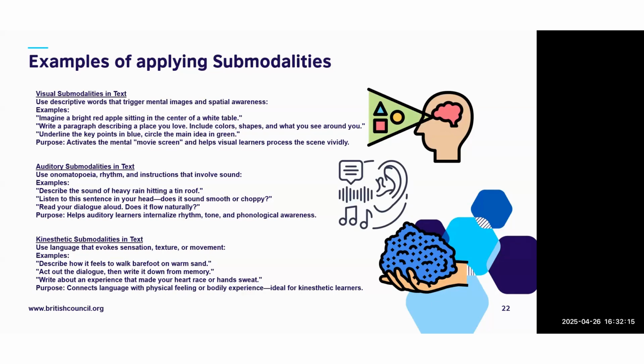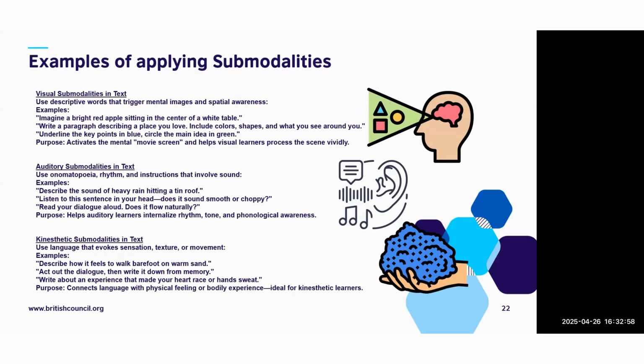And then for those who are auditory learners, or whose submodality of hearing is very sharp, they are drawn to onomatopoeic sounds, rhythm, instructions that involve sound. And I have an example here with a sentence that says, listen to this sentence in your head. Does it sound smooth or choppy? So you are using words in text form to elicit or draw them into their own submodality to give them an idea of what you're trying to say. So the point here is to vary the submodalities.